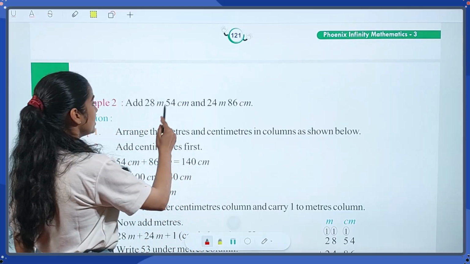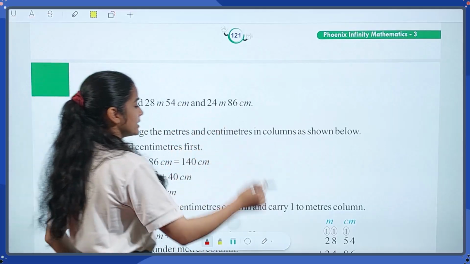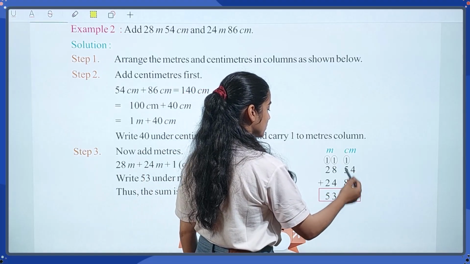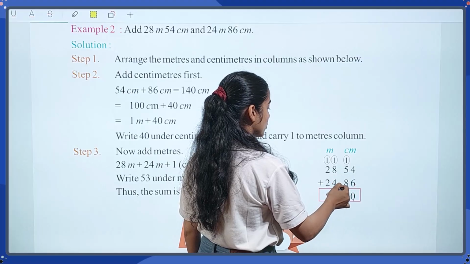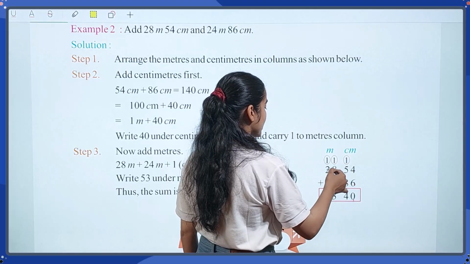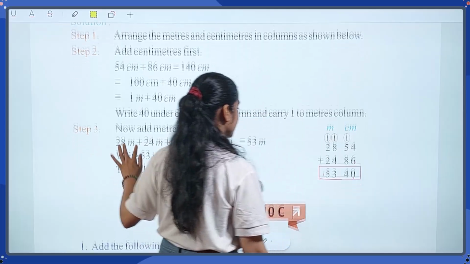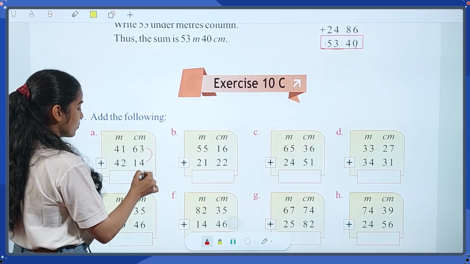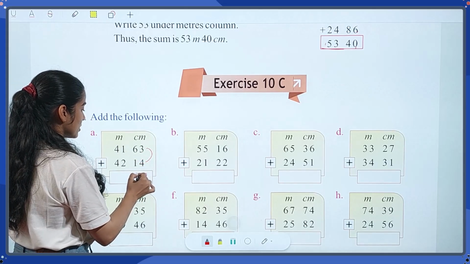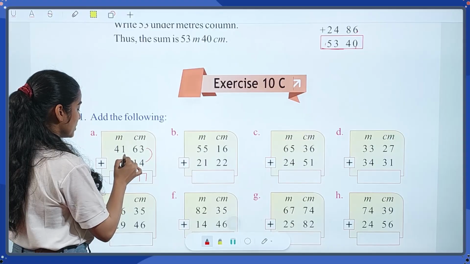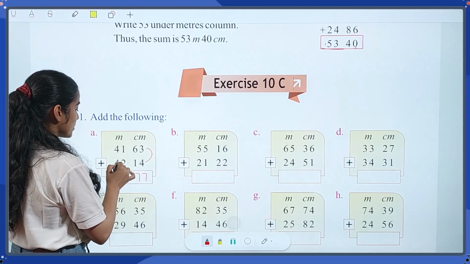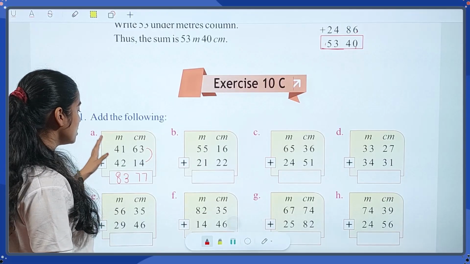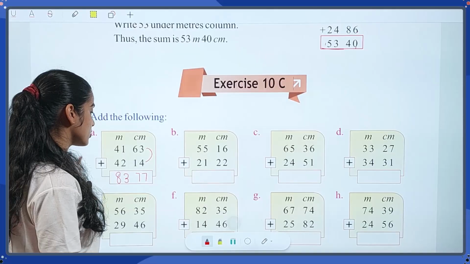Now add 28 meters 54 centimeters and 24 meters 86 centimeters. So 4 plus 6 is 10, carry 1; 5 plus 8 is 13, plus 1 is 14, carry 1; 8 plus 4 is 12, plus 1 is 13, carry 1; and so on. So 53 meters 40 centimeters in total. Now we have to add: 3 plus 4 is 7, 6 plus 1 is 7, 4 plus 2, 1 plus 2 is 3, 4 plus 4 is 8. So 83 meters 77 centimeters is your answer.